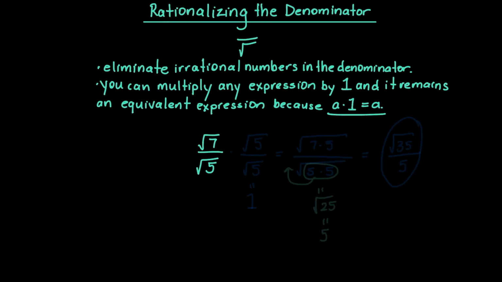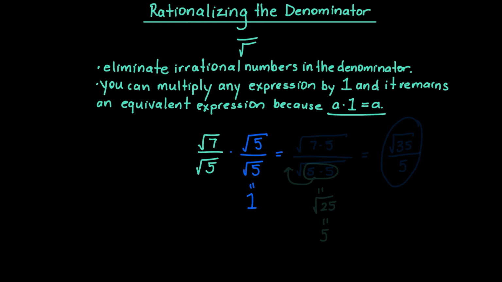Okay, now we have radical 7 divided by radical 5. Remember, it's only irrational numbers in the denominator that are a problem. So the radical 7 isn't the issue, the radical 5 is the issue. So again, we multiply by an equivalent form of 1 that looks like our denominator. So radical 5 divided by radical 5, which we know is still equal to 1.